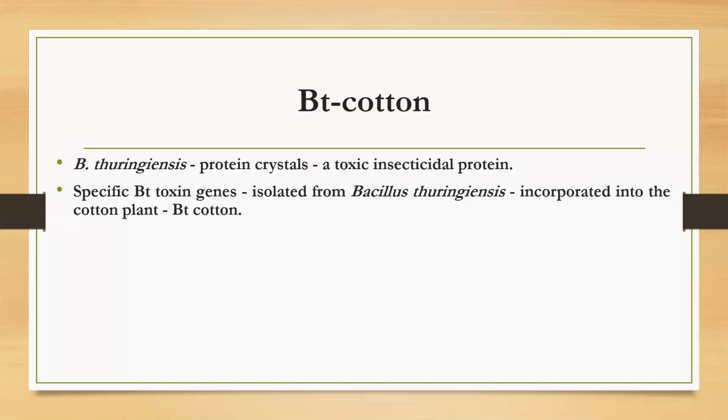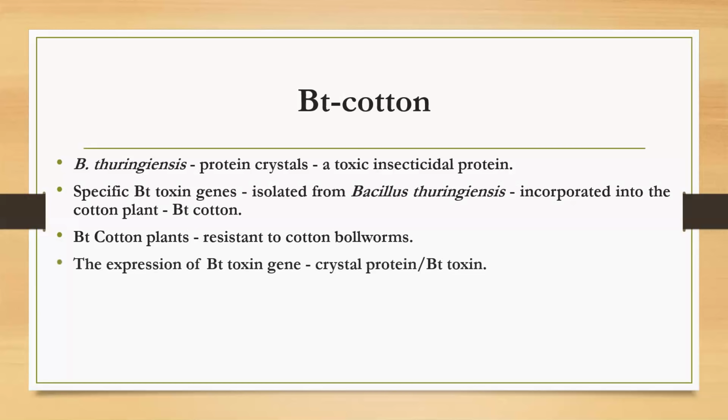Now what happens in the cells of the cotton plant, that is the Bt cotton plant? The crystal proteins will be formed or produced. So these Bt cotton plants are resistant to cotton bollworms. How do they become resistant to cotton bollworms? See, the expression of the Bt toxin gene in the Bt cotton plant produces crystal protein in all the body cells, particularly in the leaves.